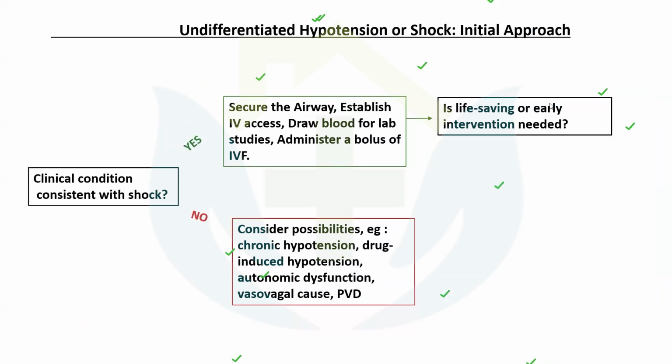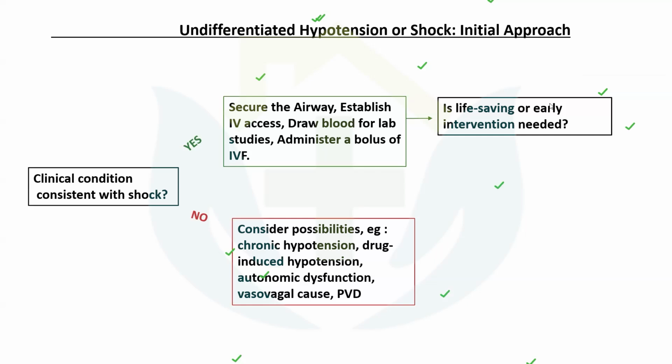Establish IV access and draw blood for labs. When we're thinking septic shock, we have to go for all the parameters needed for sepsis. If it's cardiogenic, we have to check the cardiac enzymes and so on. Accordingly, administer a fluid bolus. Is life-saving or early intervention needed?